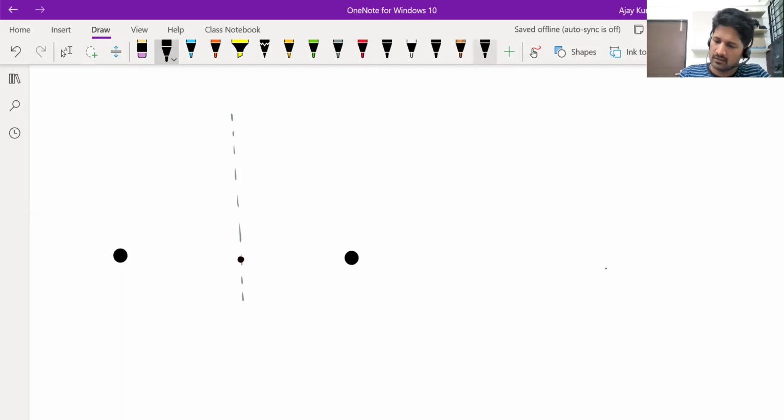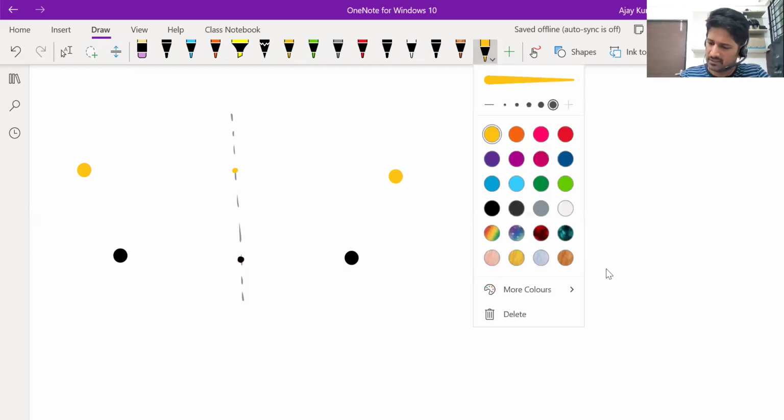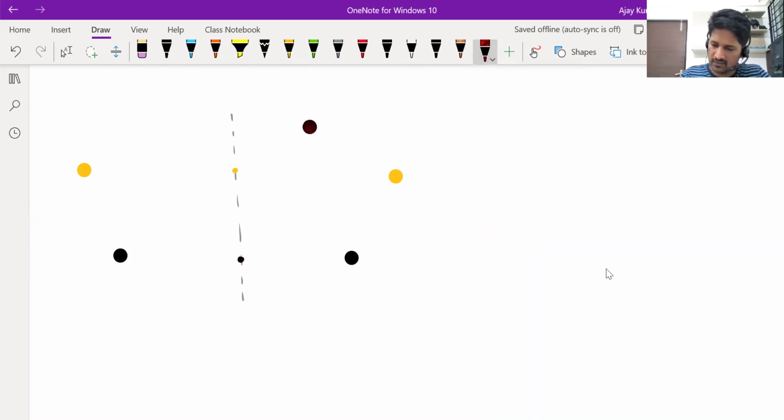Fine. Now consider two other particles, maybe one here and one here. They are equidistant from this line, symmetrically arranged. Where will the center of mass of those yellow dots lie? It will be here. Similarly, you can consider as many particles as you want, symmetrically arranged. I'll take one particle here and one particle here. For these two red or maroon ones, the center of mass is here.